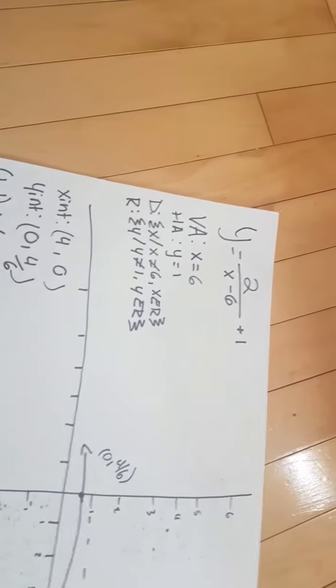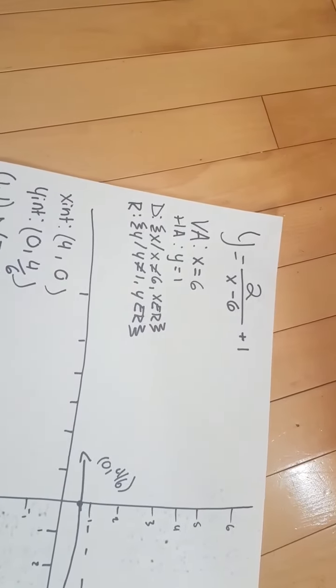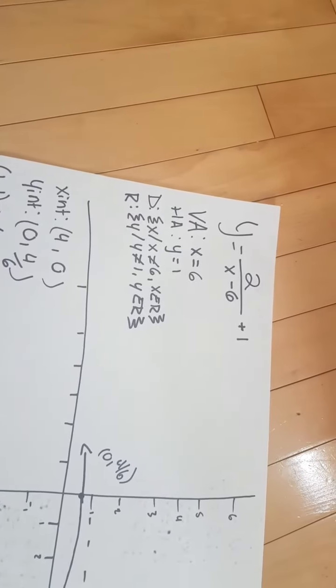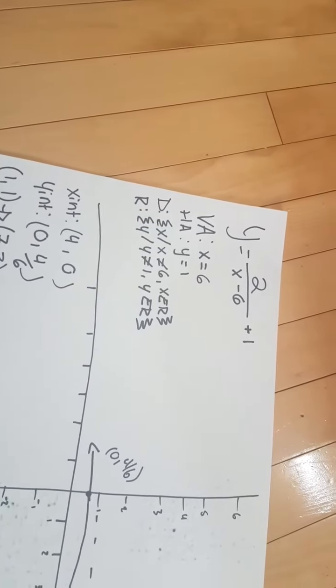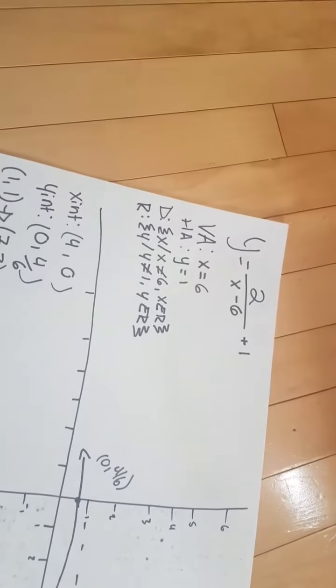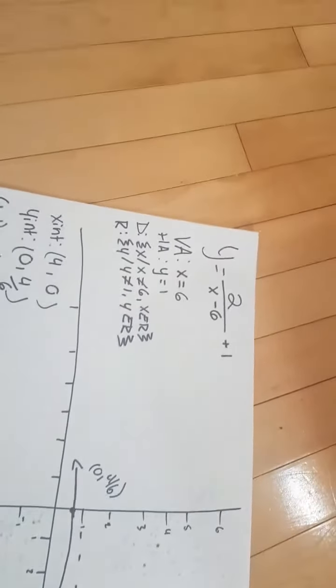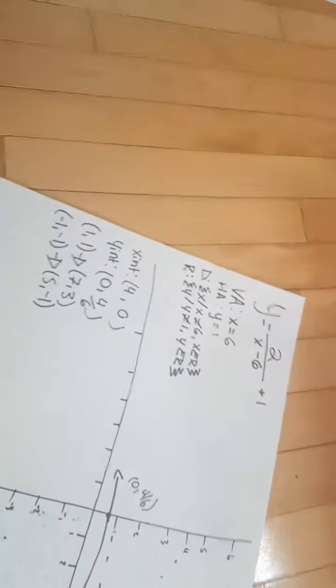And then the domain and the range, that's just basically a fancy way of writing those two things. So I wrote, x can't equal 6 because that's what the asymptote is, and y can't equal 1 because that's what the asymptote is. Then I went to the stuff that actually required math.